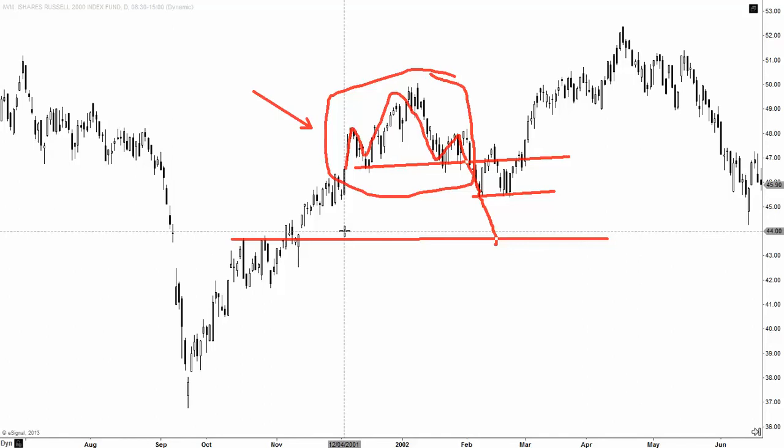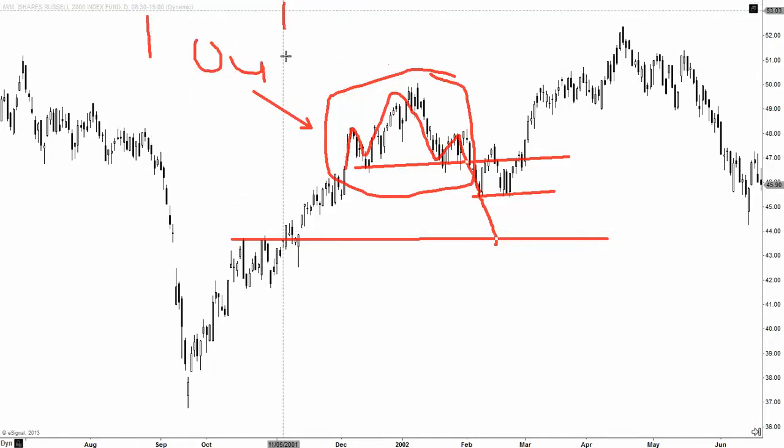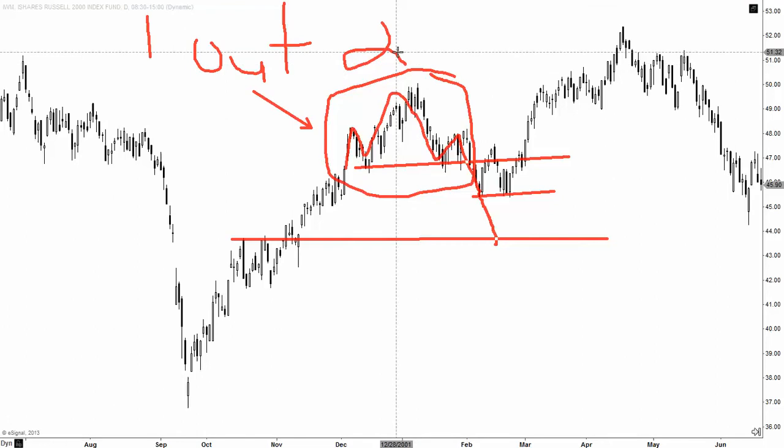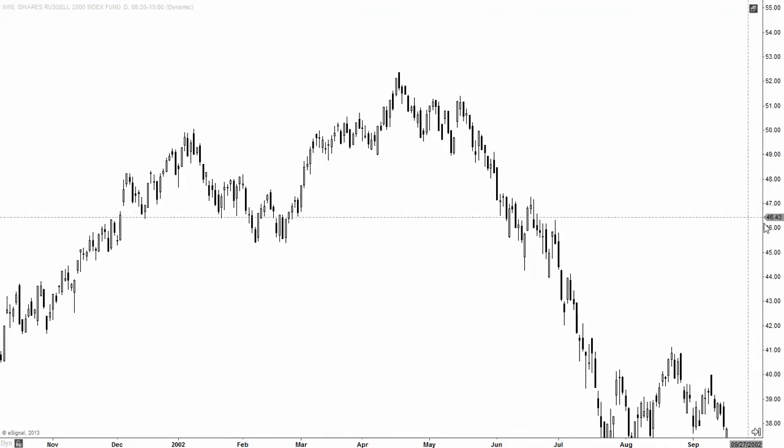So now we have 1 out of 2. Okay, so 1 out of 2. One time played out of two times that it formed. Let's continue with our research here.